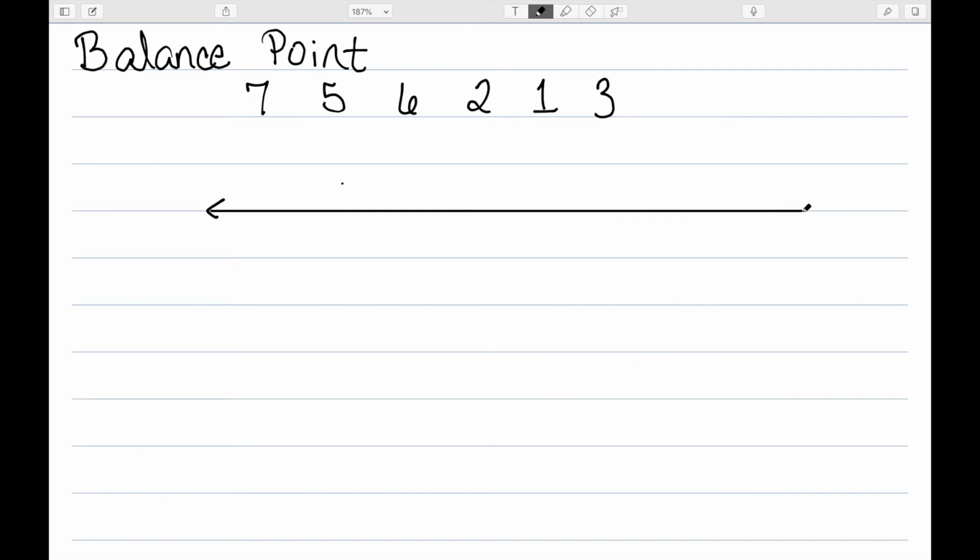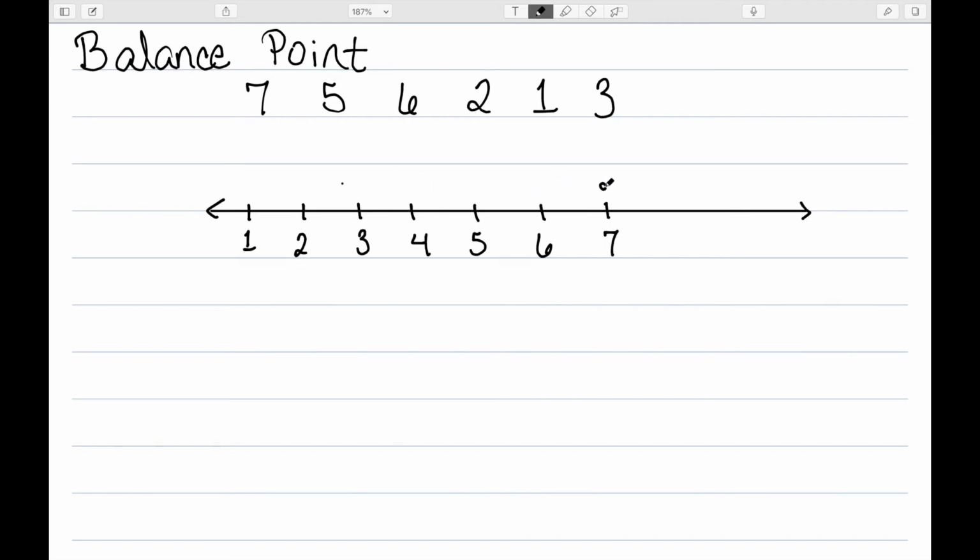The next way to think about the mean would be as something known as the balance point. Let's go back to our first example, 7, 5, 6, 2, 1, 3. The idea of this is I'm going to put these numbers on a number line. Here we have 1, 2, 3, 4, 5, 6, and 7. And then I really want to build a dot plot.